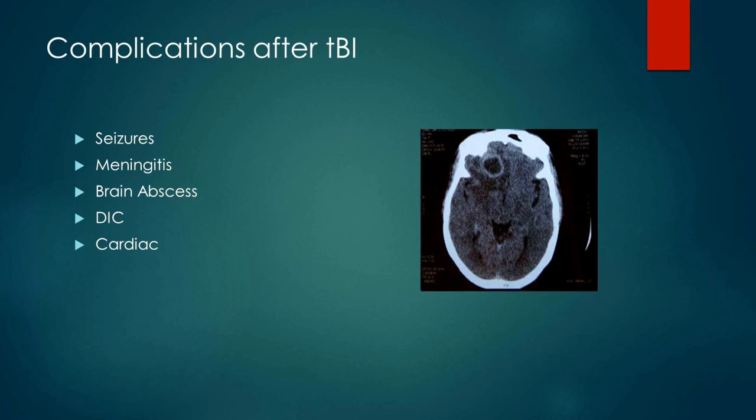Long-term complications after TBI: seizures, can have meningitis, brain abscess, DIC, cardiac rhythm abnormalities. Patients who have subarachnoid hemorrhages, almost 70% of them have some sort of cardiac rhythm abnormality, with the most common cardiac dysrhythmia being SVT.